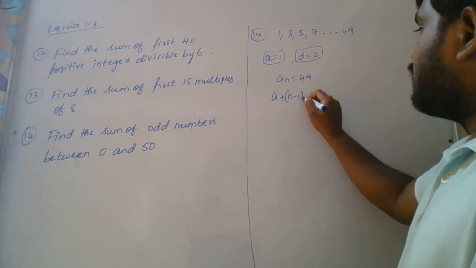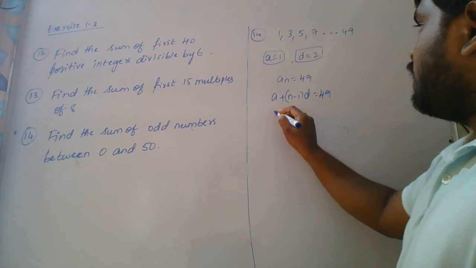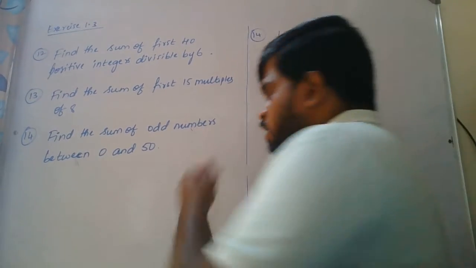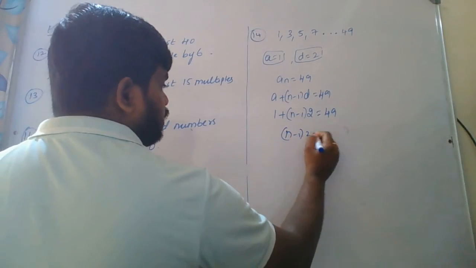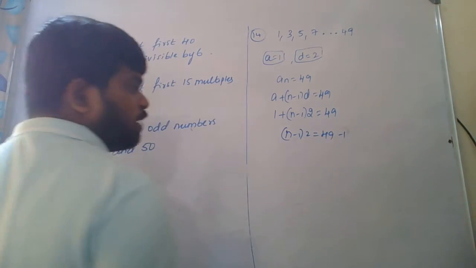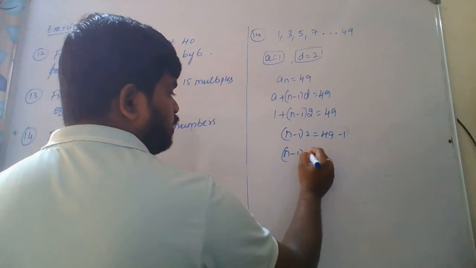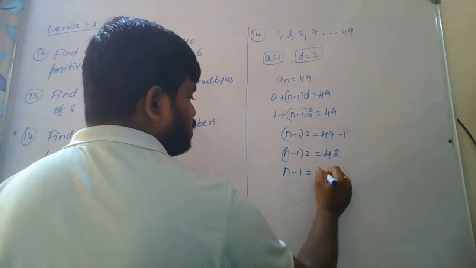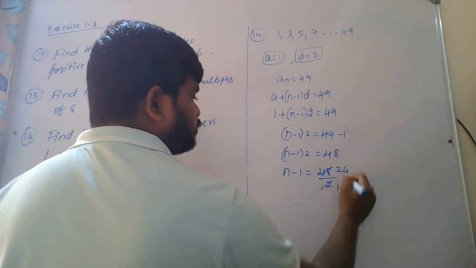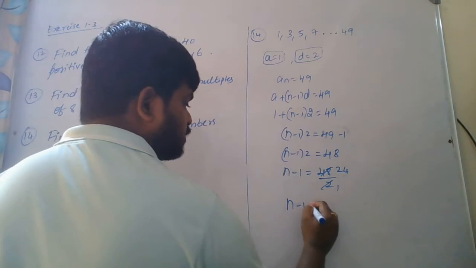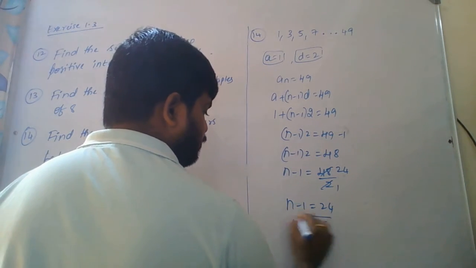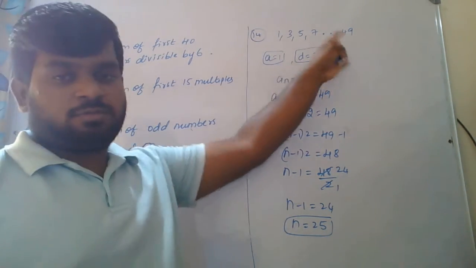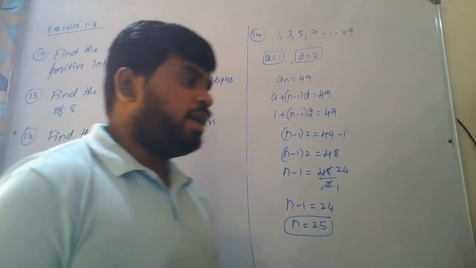Which implies a plus n minus 1 into d equals 49. The A value is 1, so 1 plus n minus 1 into 2 equals 49. Therefore, n minus 1 into 2 equals 49 minus 1, that is 48. Therefore, n minus 1 equals 48 by 2. 2 ones are 2, 24s are. Therefore, n minus 1 equals 24, which implies n is 25. So there are 25 odd numbers between 0 and 50.